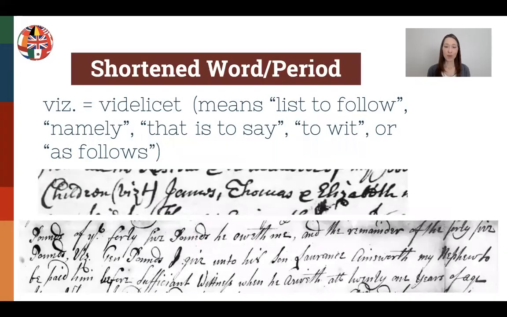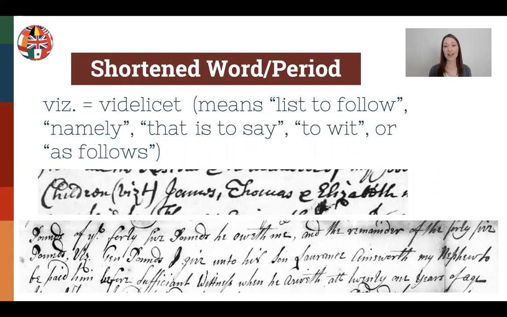One shortened word with a period that I want you to be familiar with, because you will see it and you will have no idea what that means if you're not familiar with it, is viz. So it's V-I-Z period. It stands for videlicet, which is list to follow, namely, that is to say, to wit, or as follows. And I've got two examples down here in old handwriting.